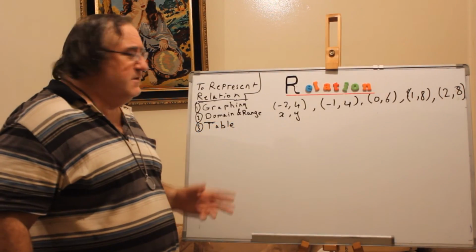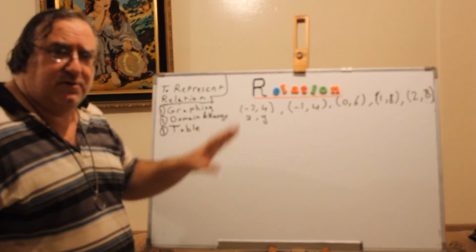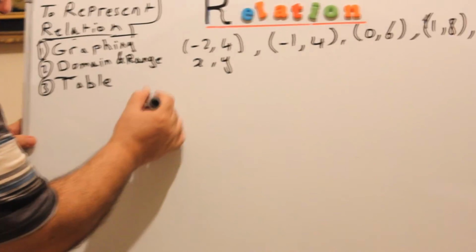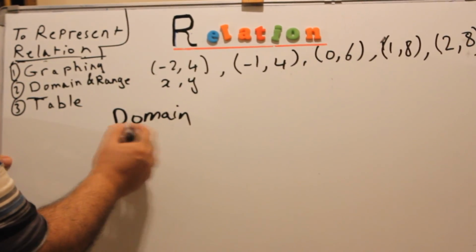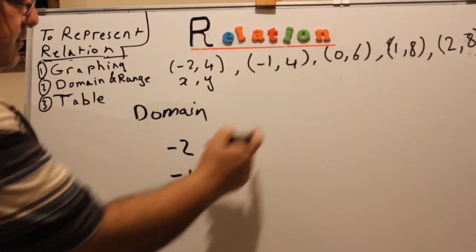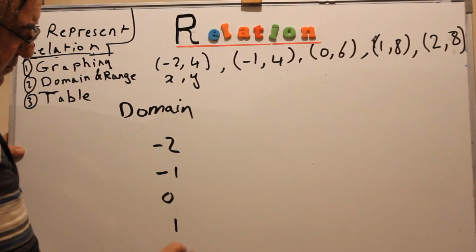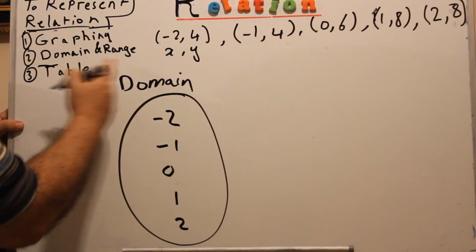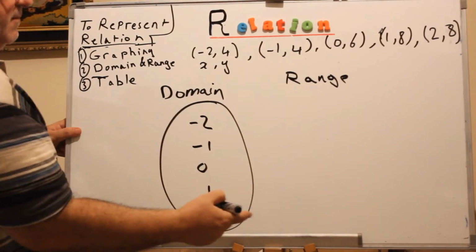Now, suppose sometimes you want to present the domain and range not in the form we showed. You can use a set here. Set of domain. And write -2, then -1, then 0, then 1, and then 2. This is a set like this. So the range, you can make it also in this form, another set.